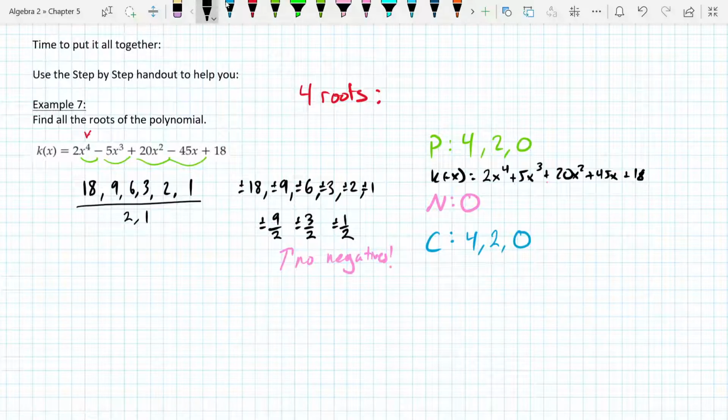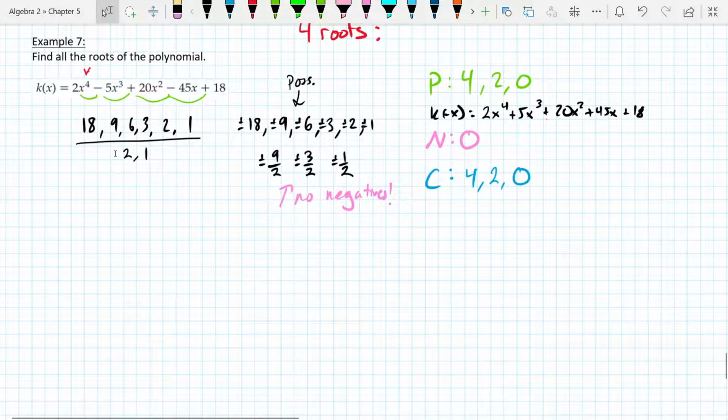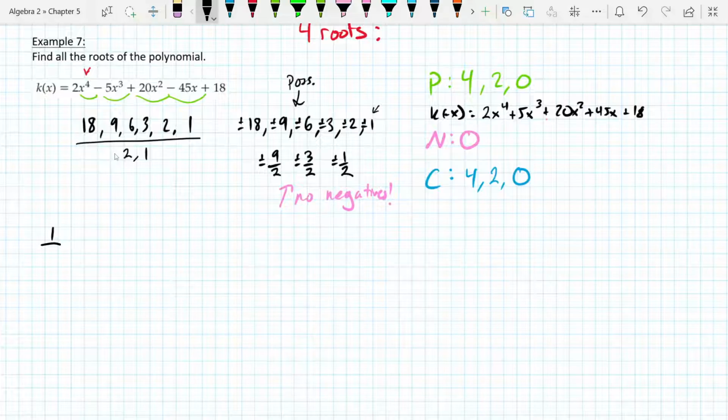So we've done our preparation. We've got all the possible rationals. And we've already eliminated half of them by using Descartes' rule of signs. So I'm going to start guessing and checking with some synthetic substitution. And I'm not going to make this hard on me. I'm not going to start with 18. I'm going to start with 1.